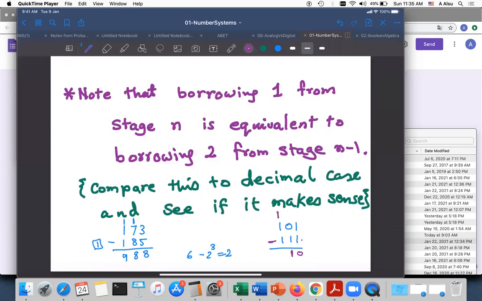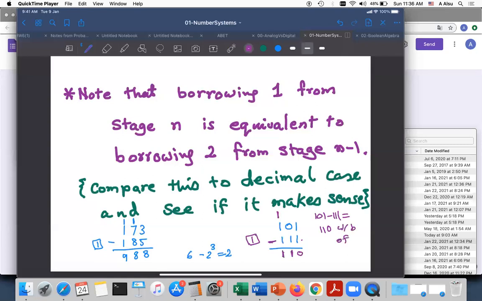Okay, now 1 minus 1 is going to be what? A 0, right? Zero. But there is a -1 here. So it becomes 0 minus 1. So the answer is going to be 1 with a borrow of 1. So the final answer is 101 minus 111 equals 110 with borrow of 1.